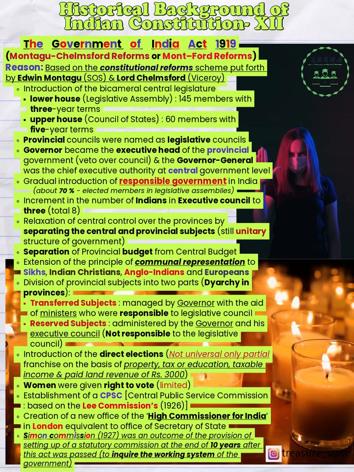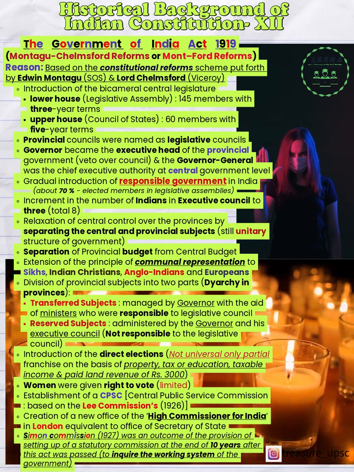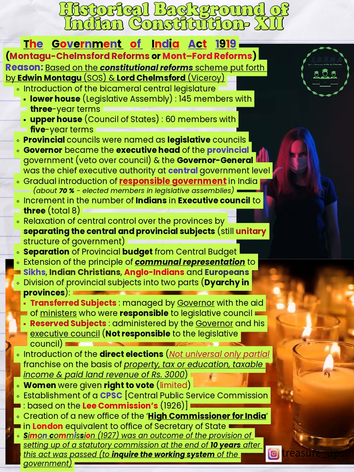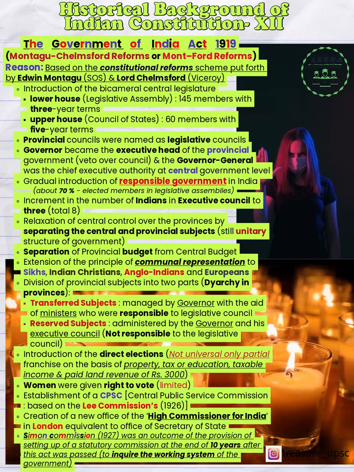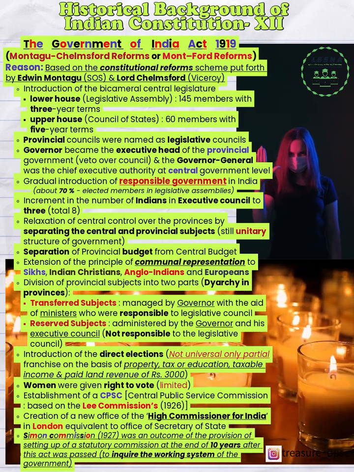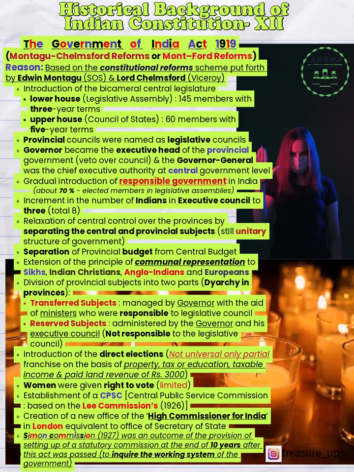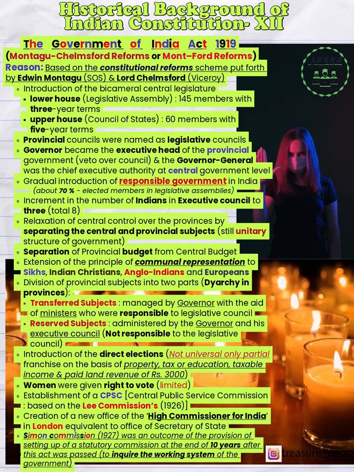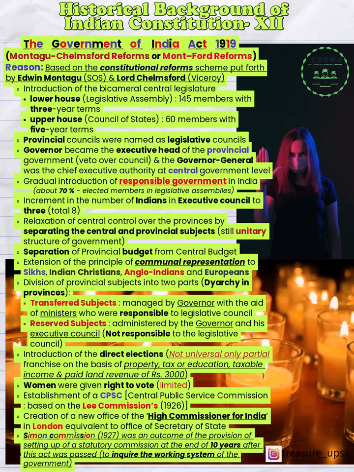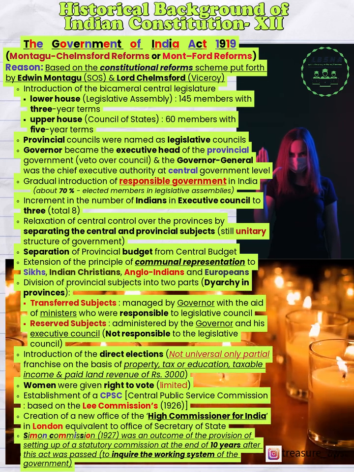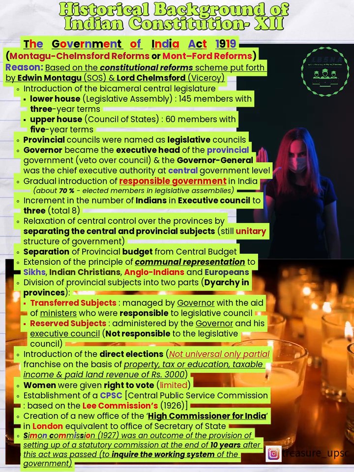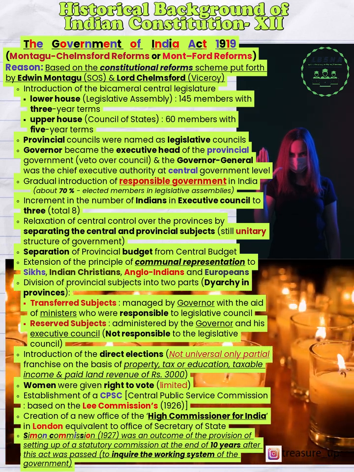The provincial subjects were divided into 2 parts, which implied the introduction of diarchy in provinces, under which there were 2 subjects, transferred and reserved. Transferred subjects were managed by governor with the aid of ministers who were responsible to the Legislative Council, while reserved subjects were administered by the governor and his Executive Council. For reserved subjects, governor and his council were not responsible to the Legislative Council.